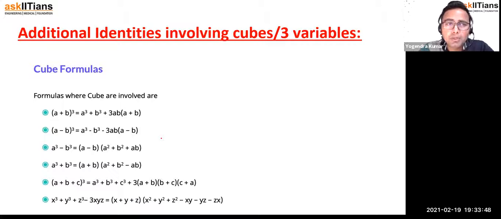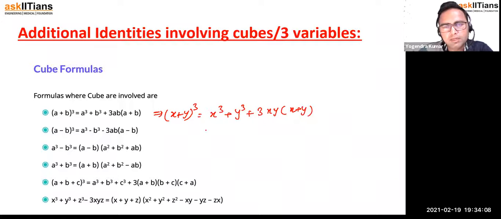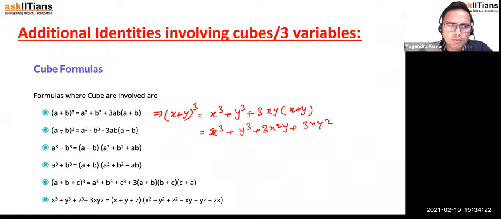Now we have cubic identities. If you want to do the proof of this, what do we say first? Let me write it down. (x plus y) cube is x cube plus y cube plus 3xy(x plus y). You can also remember it like this: x cube plus y cube plus 3x square y plus 3xy square. Like this you can remember this identity. If you have minus, you can write plus and minus b; that is not different.